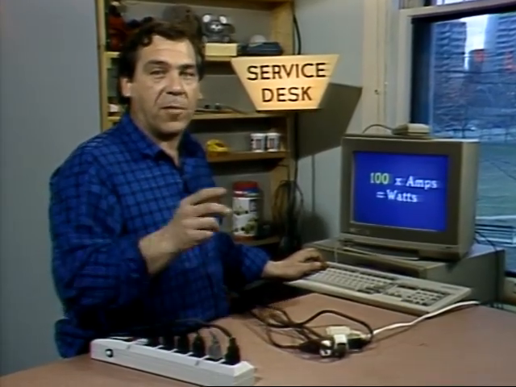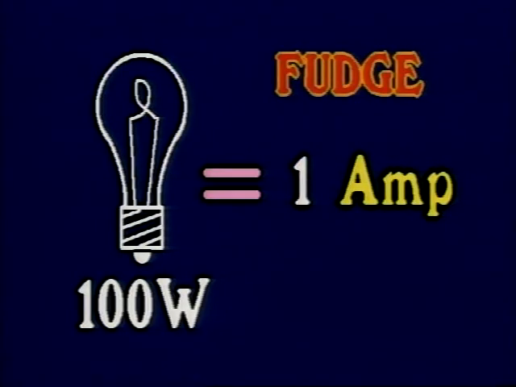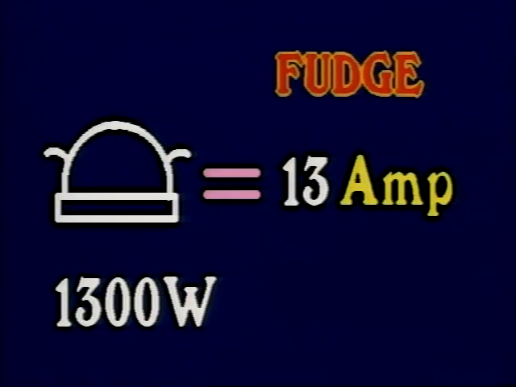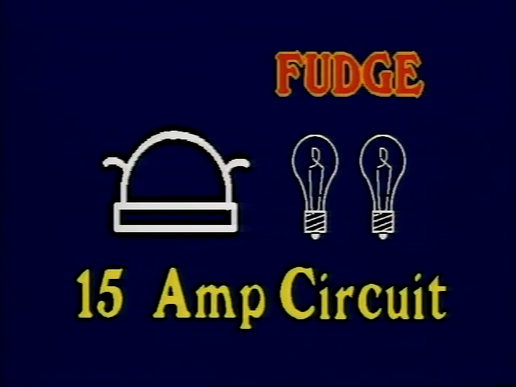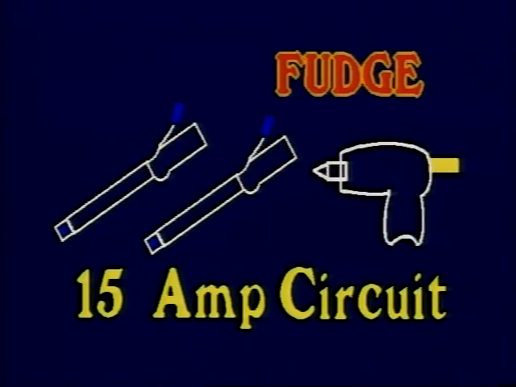So, by the Acme fudge method, a 100-watt bulb draws 1 amp. A 1300-watt toaster draws 13 amps. So, you get 1 toaster and 2 bulbs, or 2 500-watt curling irons and a glue gun. Well, figure it out yourself.